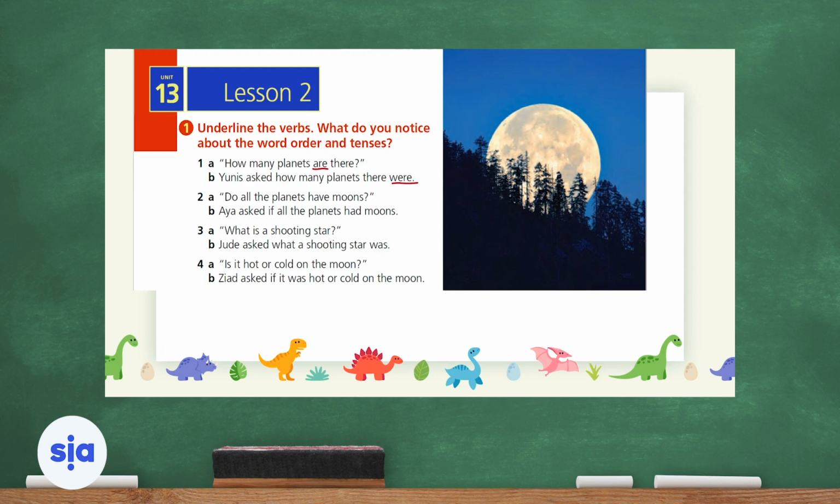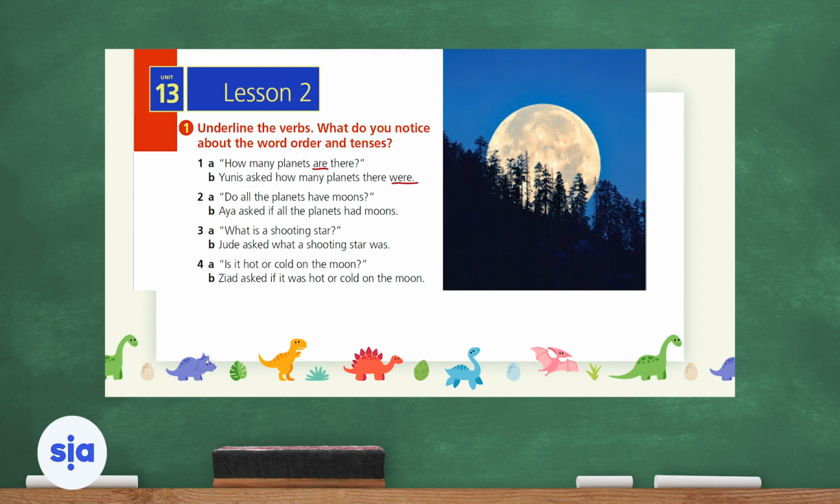We're going to move on to lesson 2. Guys, welcome to lesson 2. This is the same topic at the observatory, but we're going to go through more details. Now, I want you guys to look at question 1, which is basically asking you to underline the verbs and tell me, what do you notice about the word order and tenses? So let's look at the first one. How many planets are there?